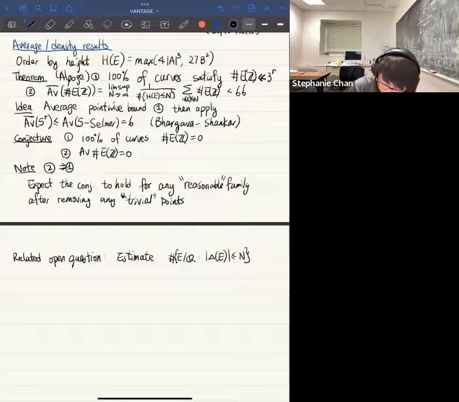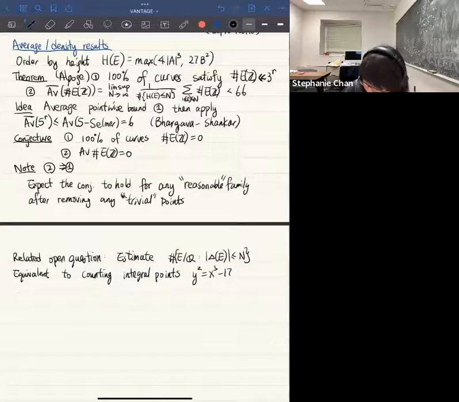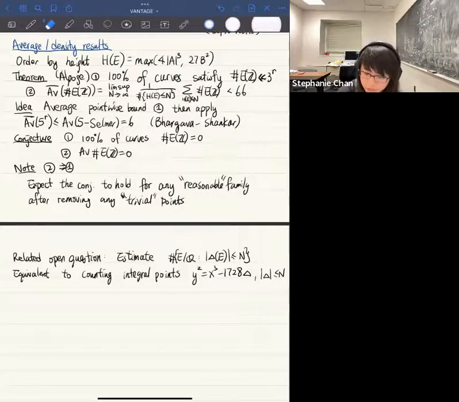This problem is equivalent to counting integral points on the elliptic curve y squared equals x cubed minus 1728 times the discriminant. So here the discriminant has to be less than or equal to n in this set. So the question becomes counting the number of integral points in this family here.